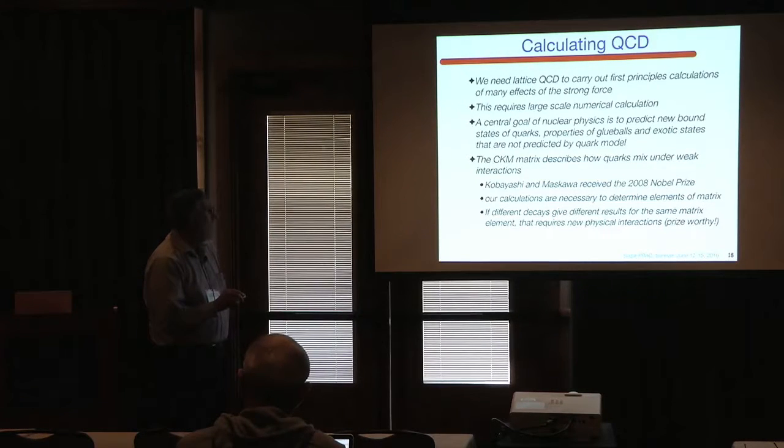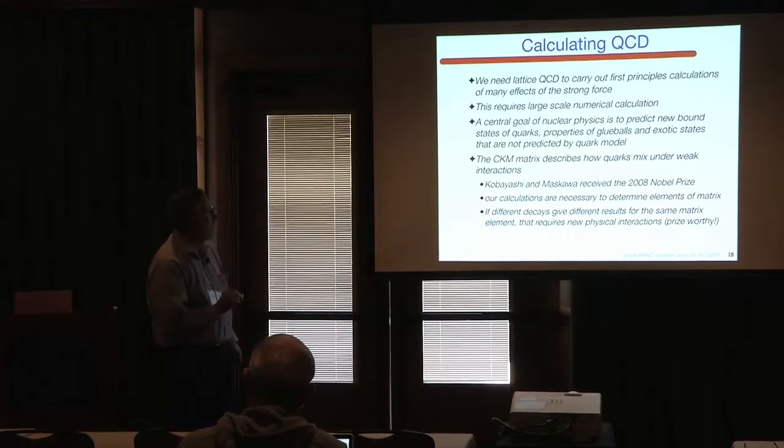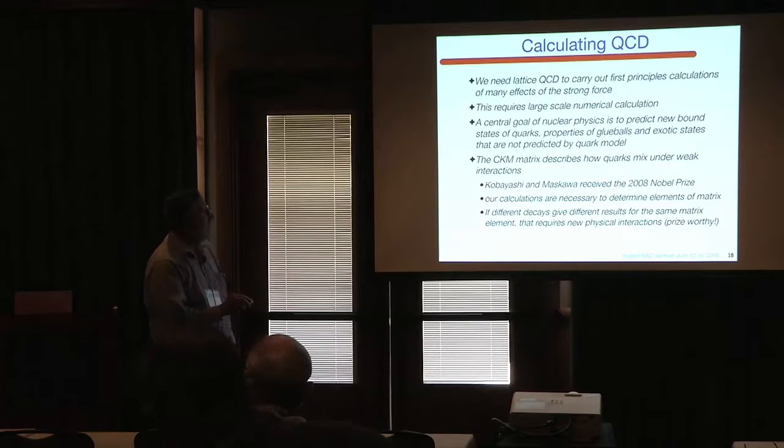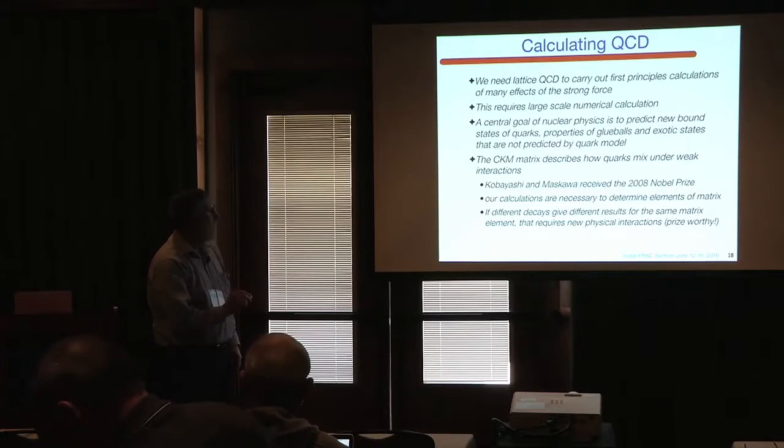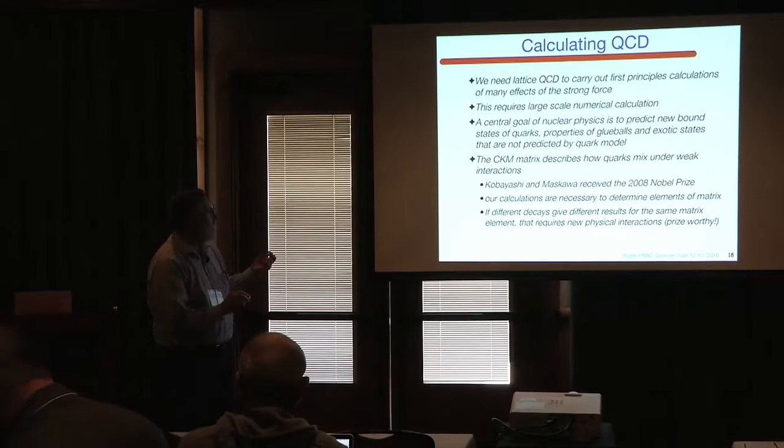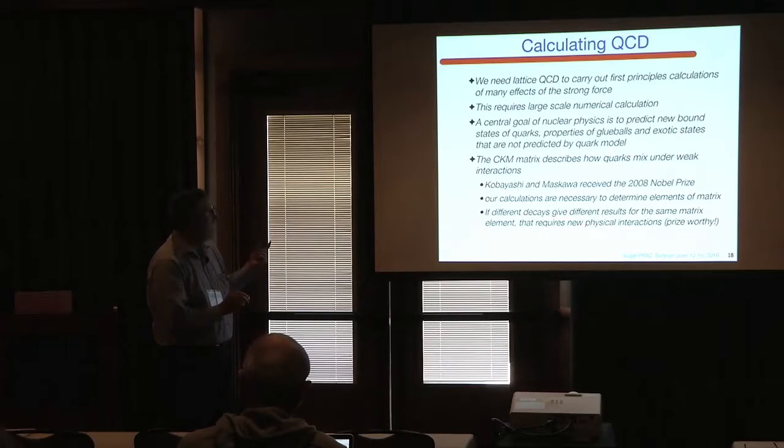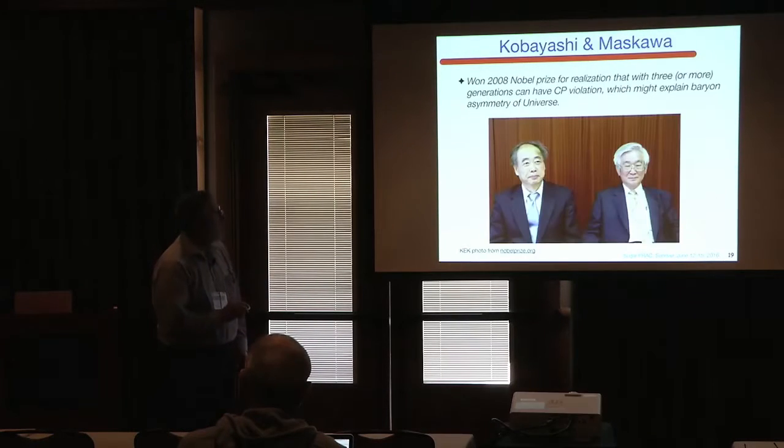So what we'd like to do is, with the help of the experiments and theory, determine what the elements of the matrix are, not just that it's a 3x3 matrix. And if you find that different decays say that a given matrix element has two different values, that's evidence that the standard model isn't describing this and there must be new physics. And then maybe you could get a prize too.